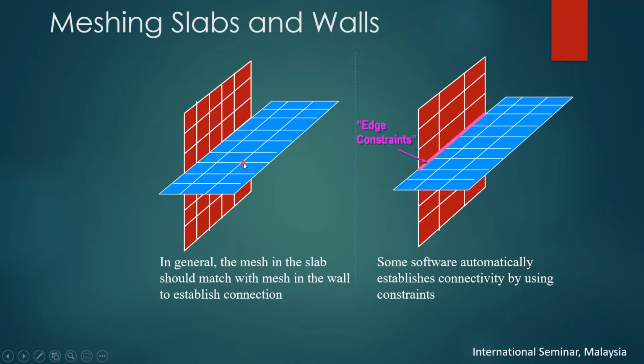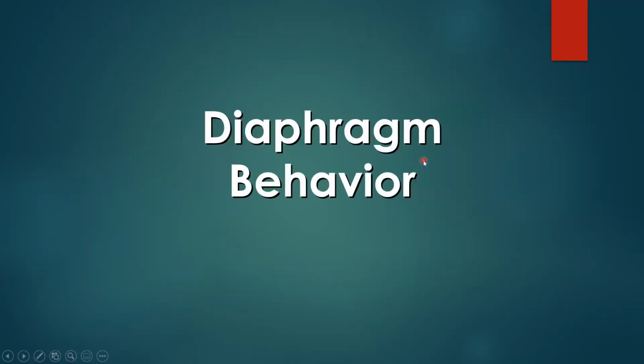And from each node, you can see the stresses. When you analyze the system later, when you go to the shell of the slab, you will see this mesh. There should be compatibility in the connection between the two systems, between the shell element and the area element. Both are area elements. And edge constraint here. Some software automatically establishes connectivity by using constraints, as in ETABS, we have this option.